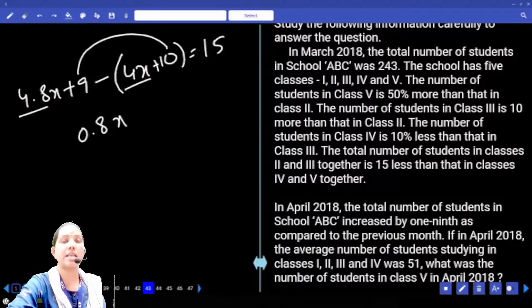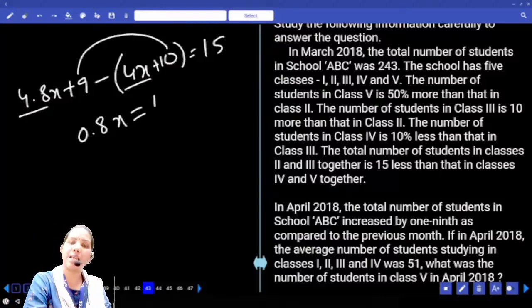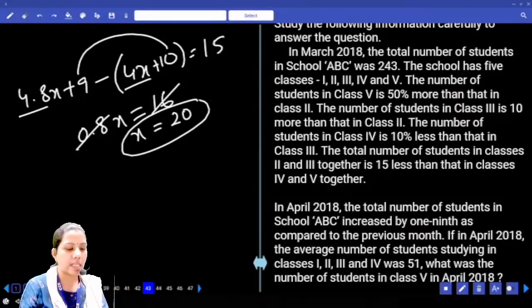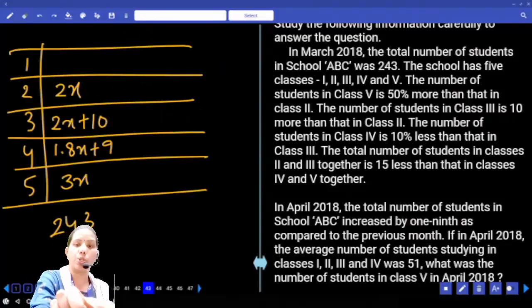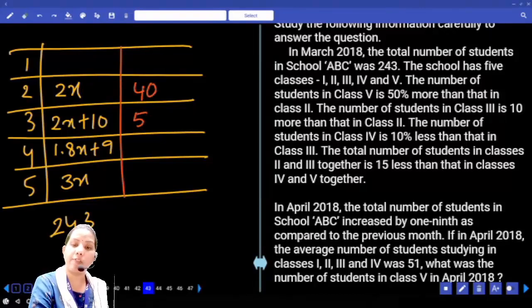9 minus 10 means it is actually minus 1 on the left hand side, then right hand side plus 1, 16. 0.8 exactly 20 times. Finally we conclude that x is equal to how much? 20. Just substitute x is equal to 20. X value equal to 20. What is 2 20s? 40 and it is 50.